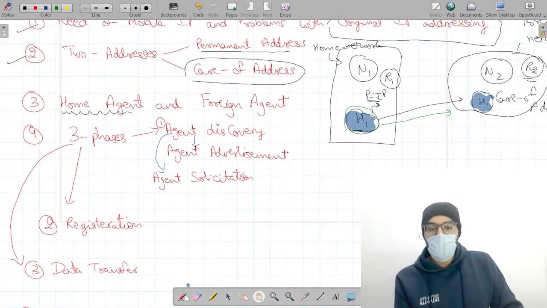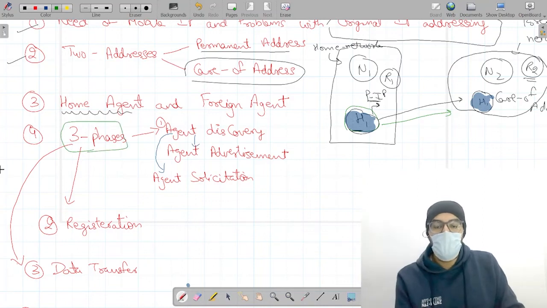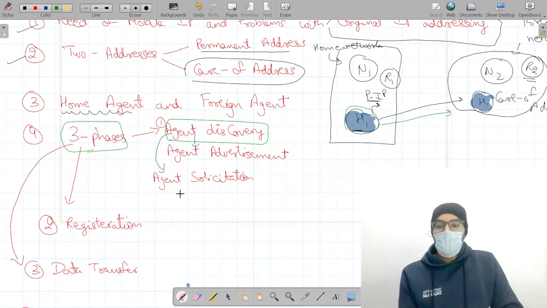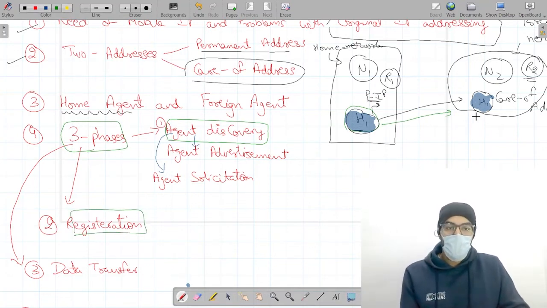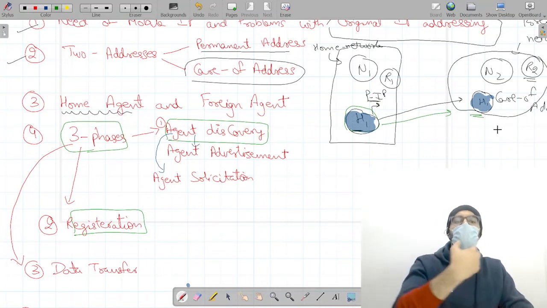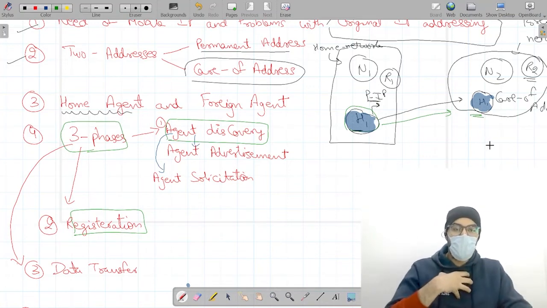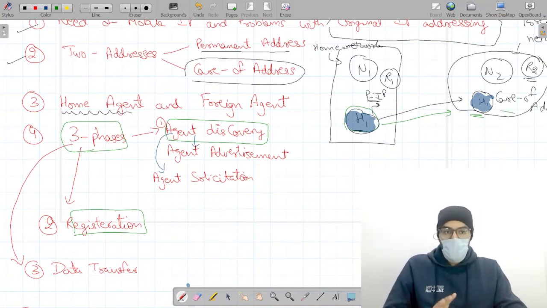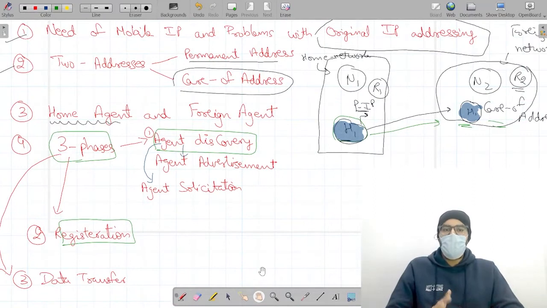Now this is all included in 3 phases. For example, whenever it goes into the new network, there will be some agent discovery. Agent discovery means that it will discover router 2, the router of the foreign network. Then there will be registration. This host 1 is going to register itself with the foreign agent, saying that I have come into your network, please give me some address of your network. That temporary address we call the care of address. We'll talk about this later as well, but for now just take it with a pinch of salt.